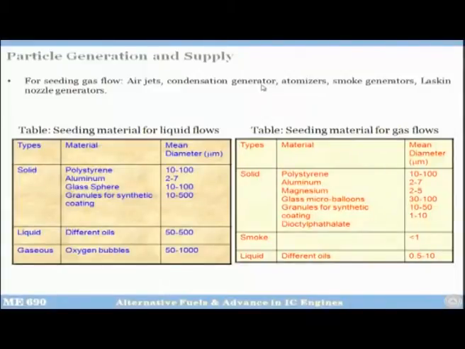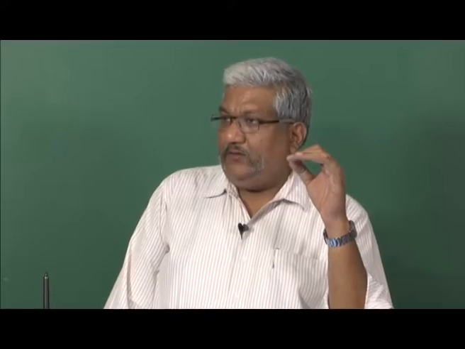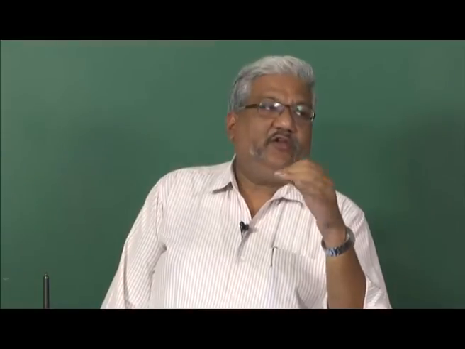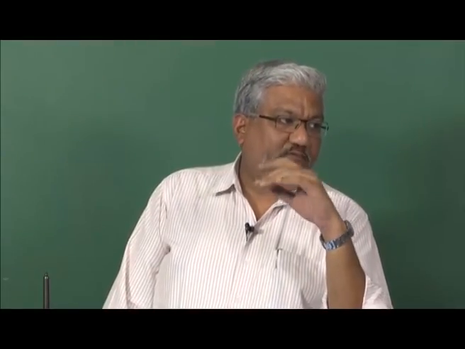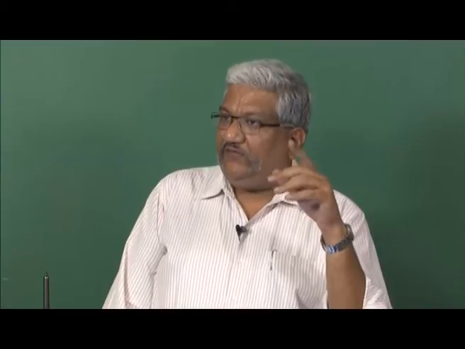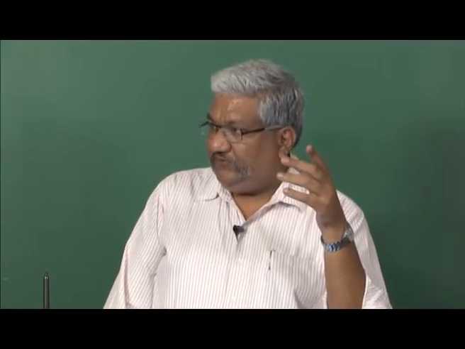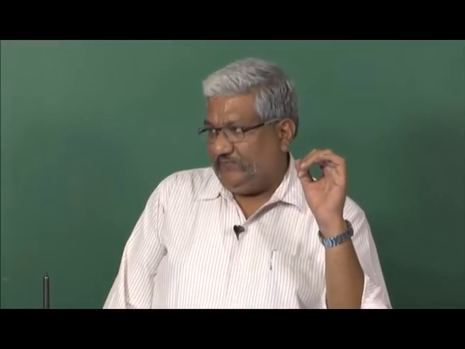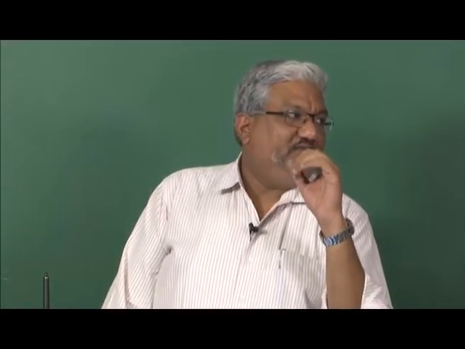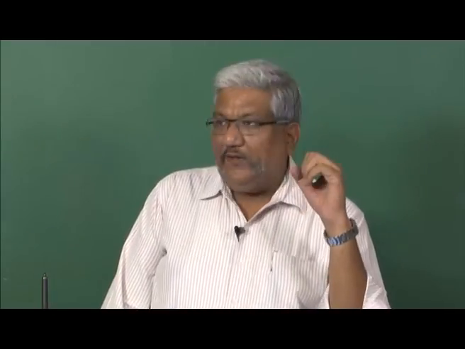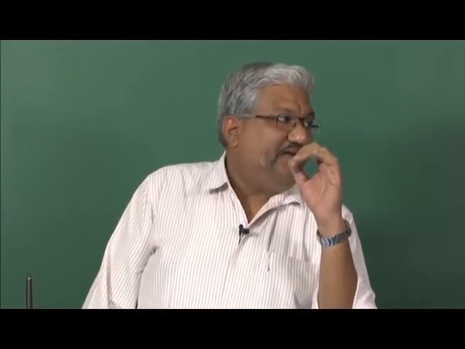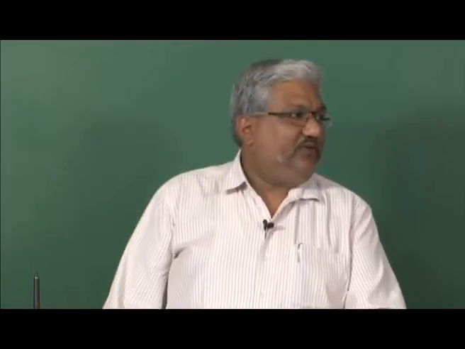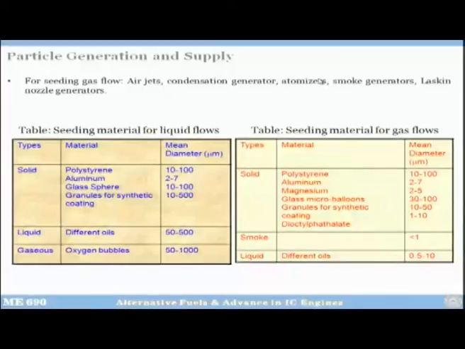For example, if you have a gas flow, you can use air jets and condensation generators. A condensation generator really means that you put a vapor of a particular low boiling point fluid in an airstream. The air will mix with the vapors of the low boiling point fluid, and in the test section you reduce the temperature to a level where the vapors start condensing. Once the vapor condenses, it forms tiny droplets, which you can illuminate by laser or light, and then capture on photographic films. So, this is the condensation generator.